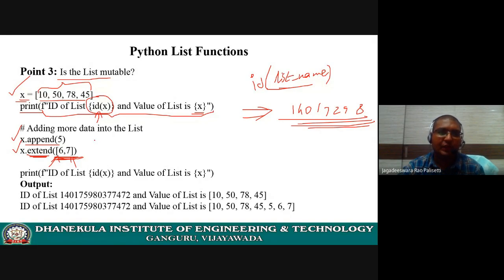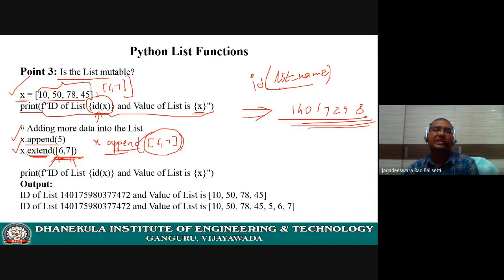For example, if you wrote a statement like x dot append of the same thing, 6, 7, then what the append function will do is append this entire list to your existing list. That means after this 4, 5, it will add 6, 7 as a list, and then close the existing list whose name is X. Am I clear? That is the difference between append and extend.